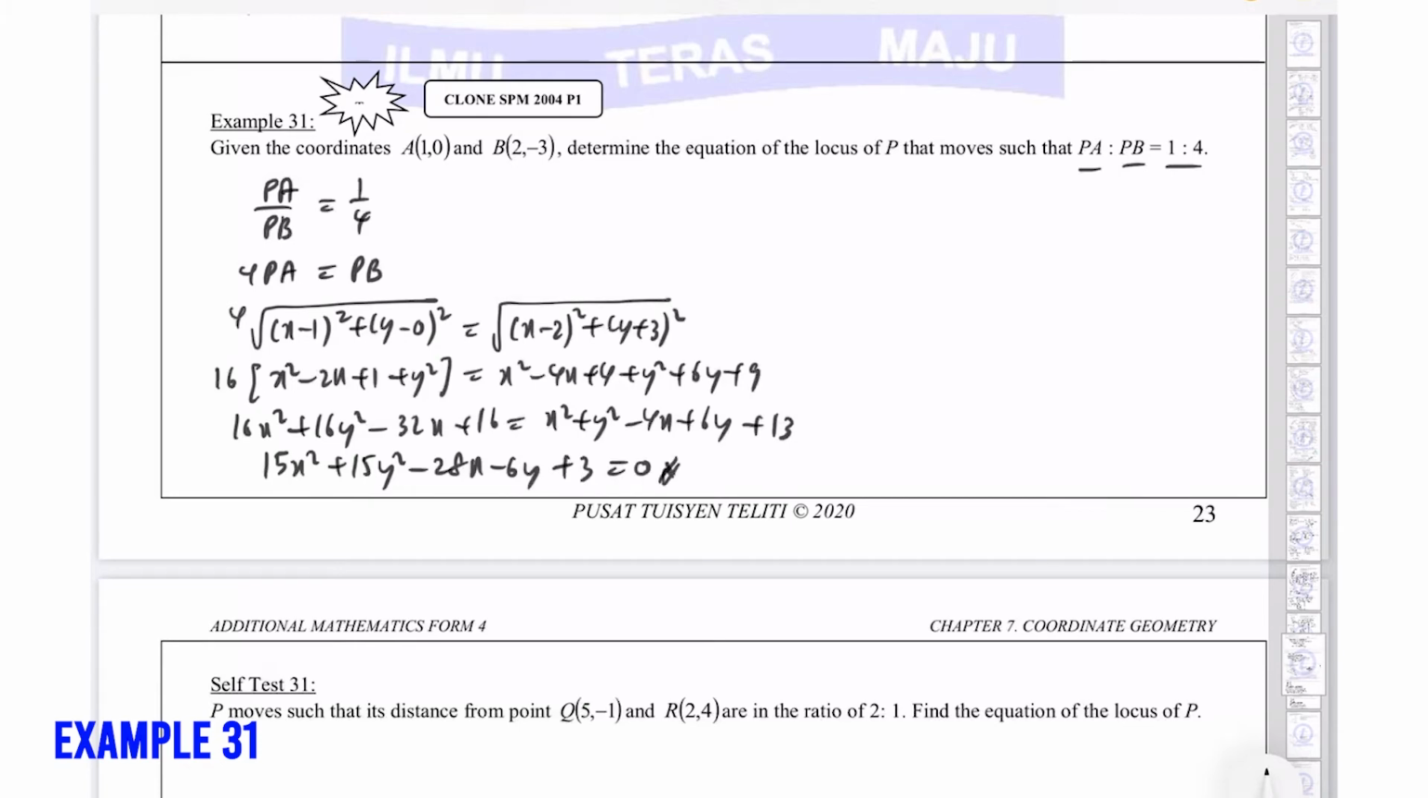Now, we cannot simplify this equation because everything, don't think you can divide with anything, right? Yeah, so you can't divide it. So there you go, we just stop here. This is your final answer.